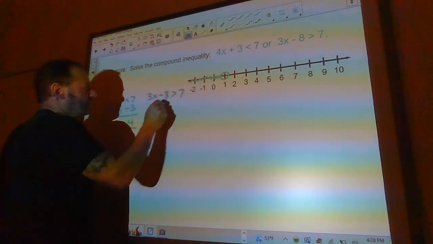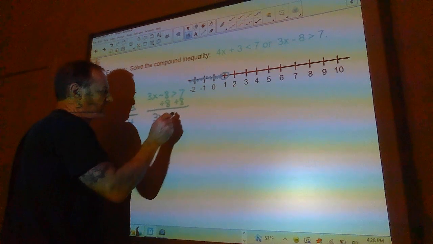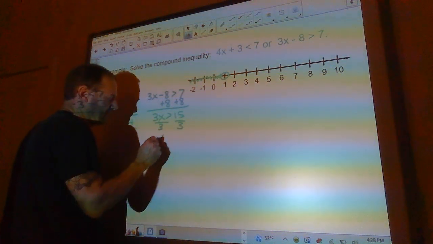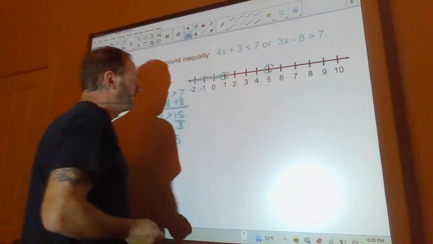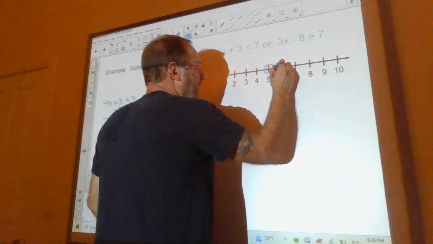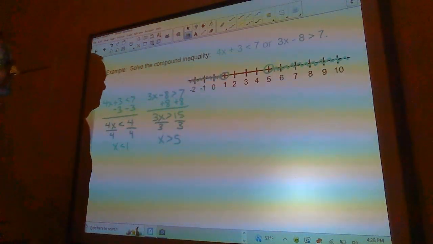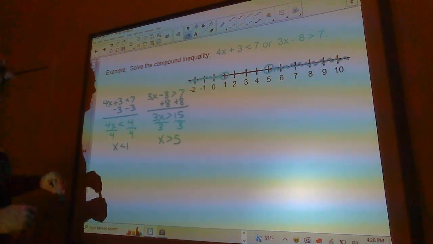Okay. I'm going to add 8 here. 3x is greater than 15. Divide by 3, x greater than 5. Okay, so I go greater than at 5, shade the numbers that are bigger. Piece of cake.